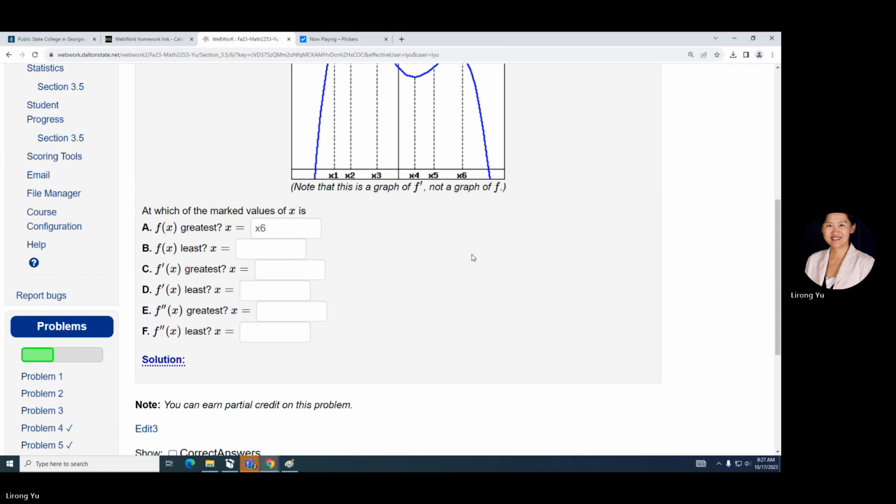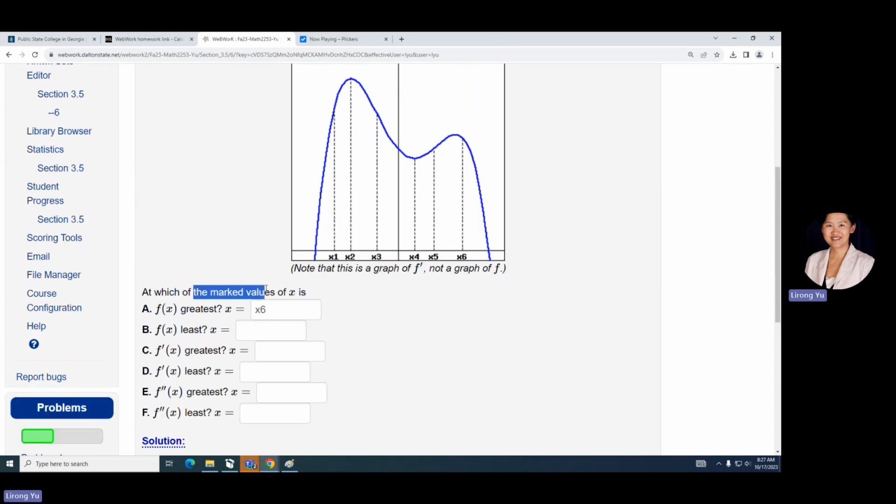Explanation. It says at which of the marked values of x. So we only look at these marked values, the 6 numbers. The least one must be the smallest x value, being the smallest y value, because the function is increasing. Where is the derivative greatest? For the derivative's behavior, you can look at the graph. The derivative is at its highest point, so we would go with x2.